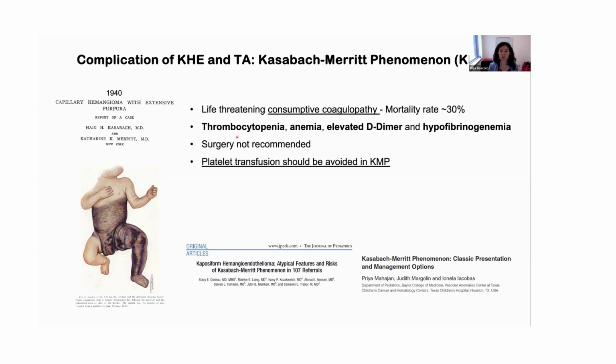And it's diagnosed in patients with thrombocytopenia, low platelet number, anemia, elevated D-dimer, and low fibrinogen. Surgery is not recommended because the number of platelets in the circulation is low, and so there is high risk of bleeding. And platelet transfusion should be avoided because what happens in Kasabach-Merritt phenomenon is that the platelets get sort of trapped and stick to the malformed blood vessels. So if you add platelets, they will all go in the malformed region and worsen the disease.